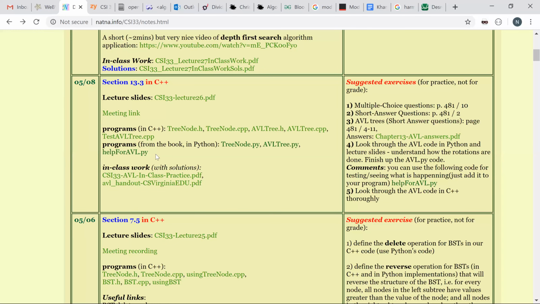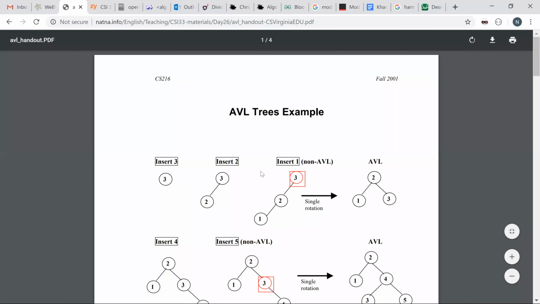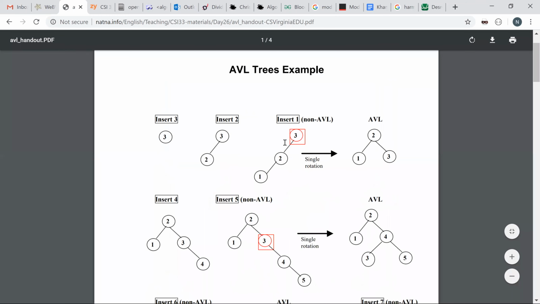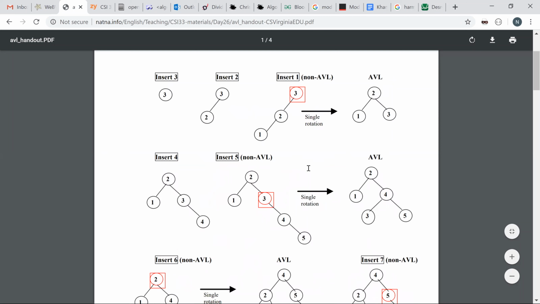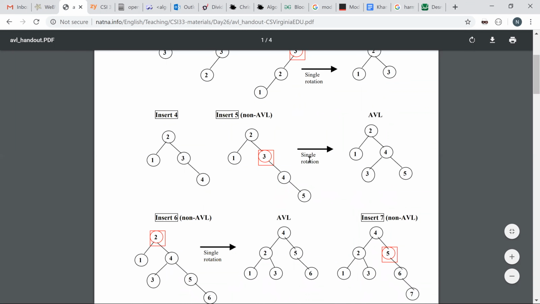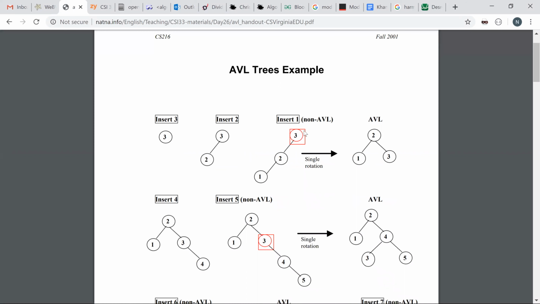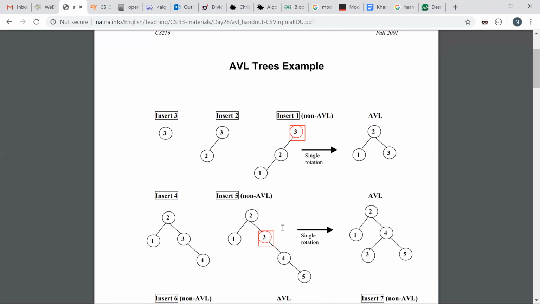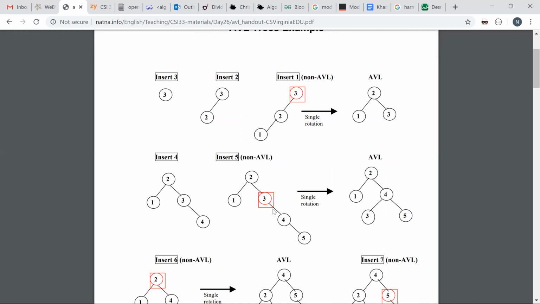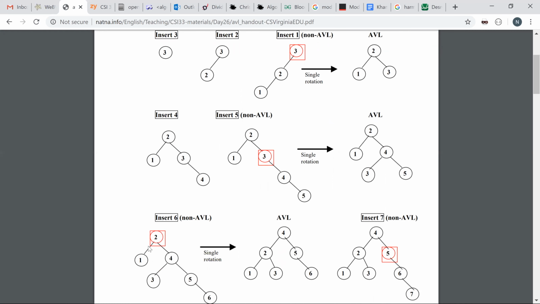So this is the handout that I am talking about. It's from the Computer Science Department of Virginia, and they do this. They start with inserting the 3, and then they insert the 2, and then they insert the 3, the 1, and so forth, right? And they show what's going on there. They don't give names to the rotations, which is good. That's why I have it. But they show you what happens, and they always show you where the property fails. So for example, over here, the property fails at 3. In this example, the property fails at 3. In this example, the property fails at 2.